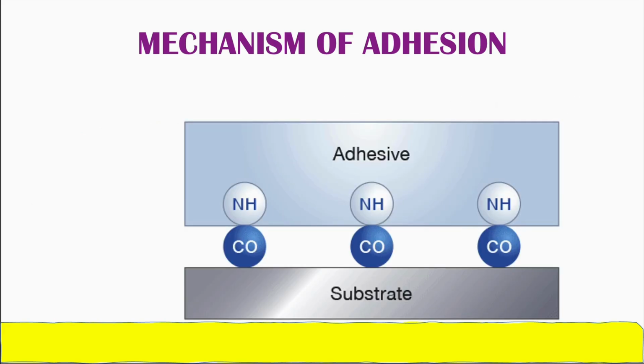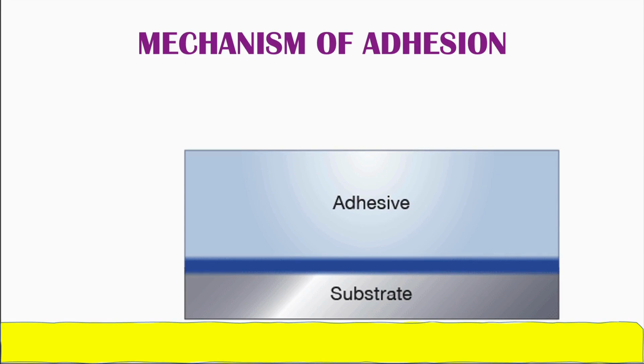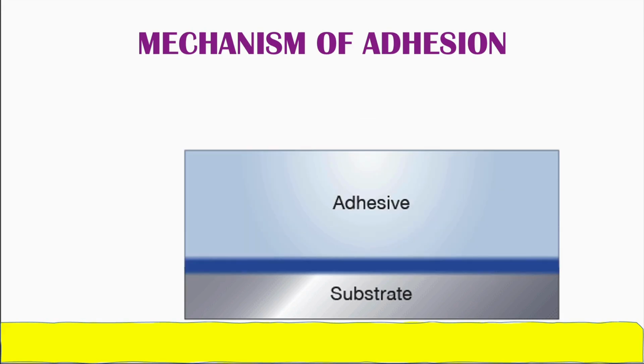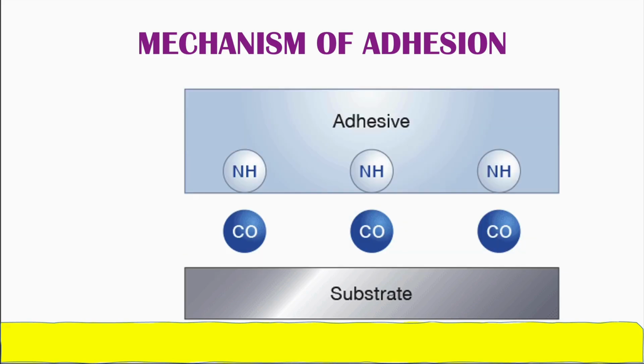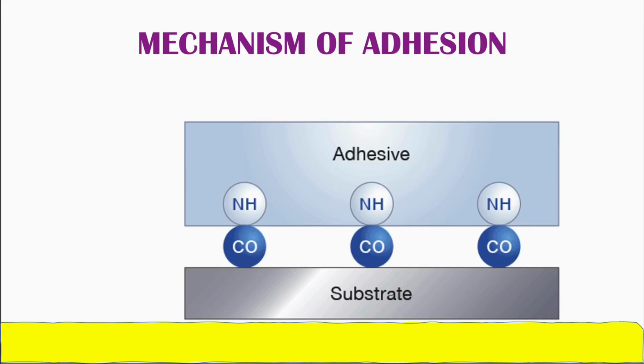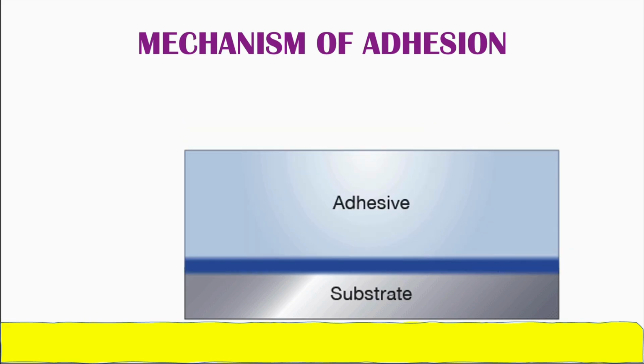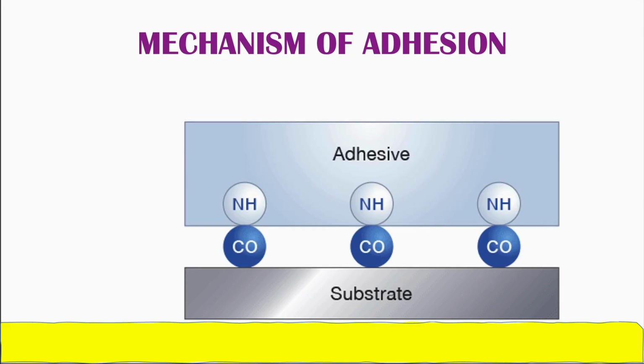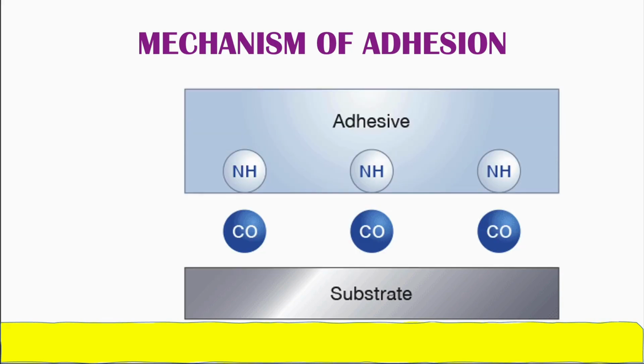Here you can see very well that the adhesive and substrate have separate functional groups. There is a carbonyl functional group present on the substrate surface, whereas the adhesive has the NH group. So a chemical bond formation between NH and CO takes place, resulting in the formation of a strong layer of adhesion between the two surfaces. The adhesive gets stuck to the substrate with the help of the chemical bond formation, and it is the functional groups present on the two surfaces which are responsible for such type of adhesion.